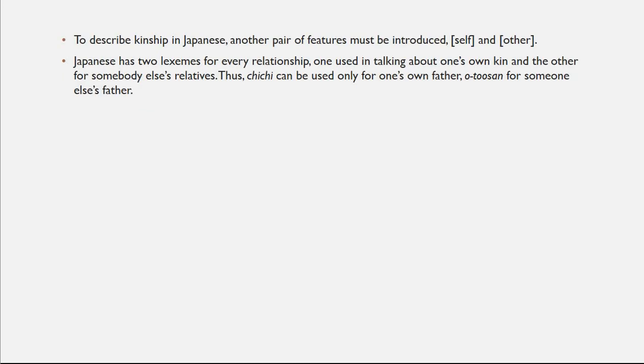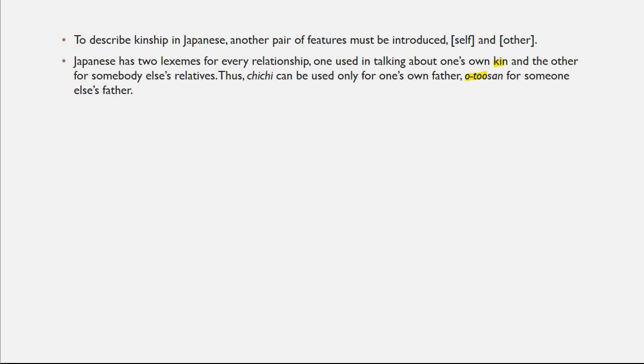Here it says to describe kinship in Japanese, another pair of features must be introduced, like self and other. Actually, in Turkish, for example, we don't have these features. So Japanese has two lexemes for every relationship. One used in talking about one's own kin, relatives, and the other for somebody else's relatives. Thus, chichi, for example, can be used only for one's own father. But if you are talking about the father of another person, the word turns into otosan.